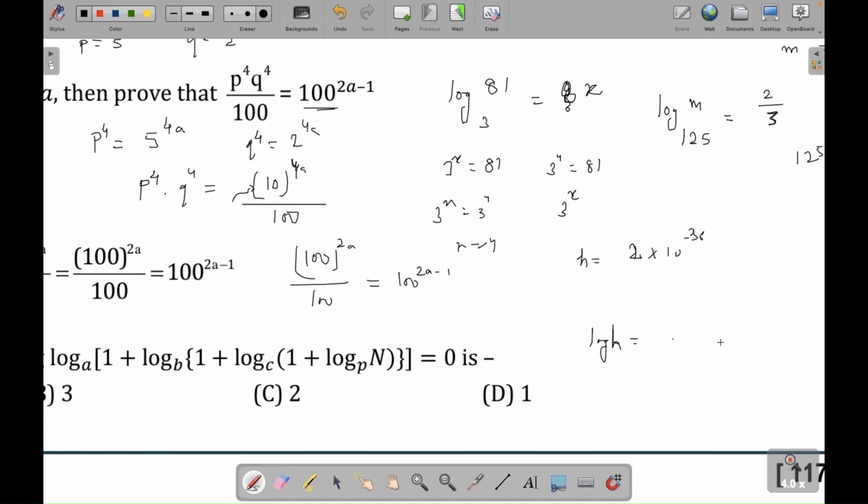Specifically for JEE Advanced, when you have multiple answers correct. Sometimes you may be given h is equal to this, and the next option you'll have log of h is equal to this. So you have to find that value as well.